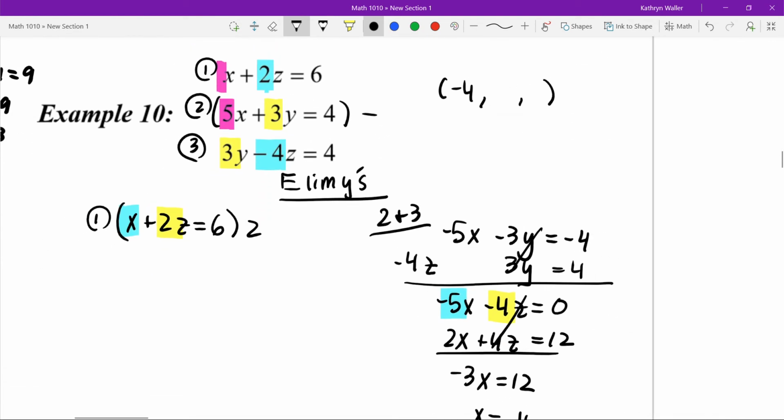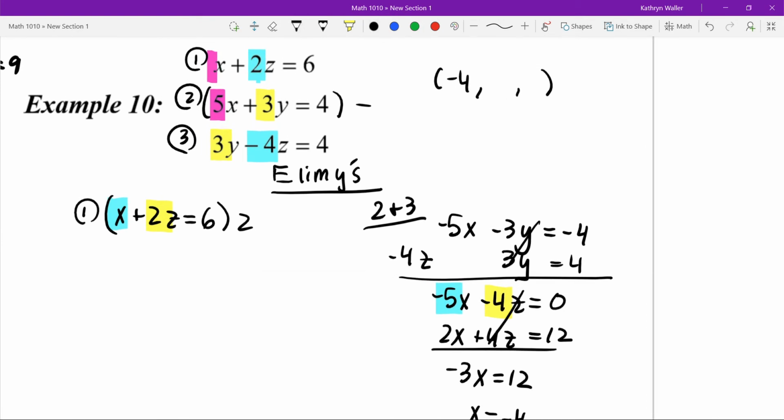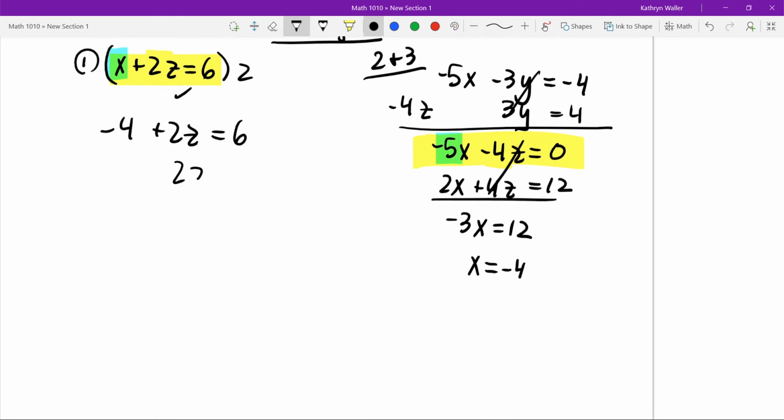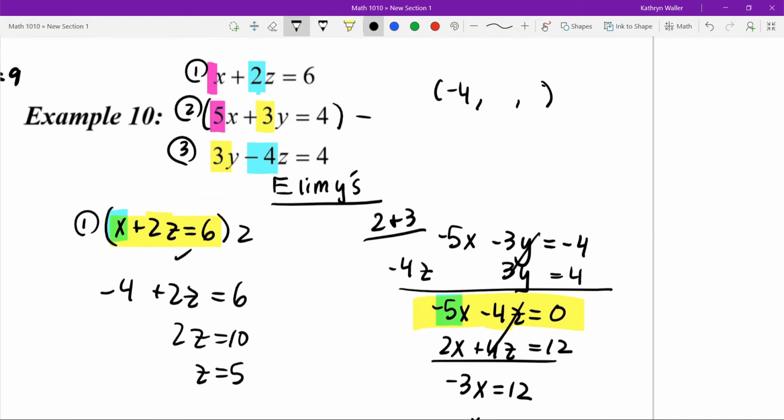What's the next step of my dance? Put your hands, what is the next step of my dance? Go. Yes. Go to the middle and plug in x equals -4. Where do I do that? Right here, yellow, or right here, yellow. I'm going to choose the guy on the left. So x is -4 plus 2z equals 6. Move your 4 over. 2z equals 10. Divide, z equals 5. Put a 5 right there.